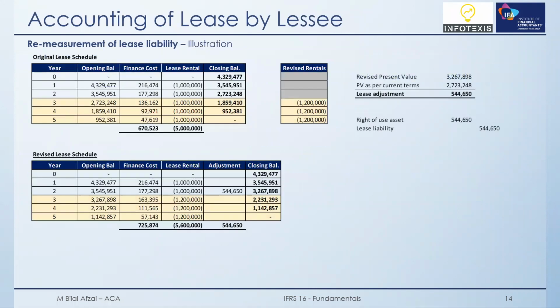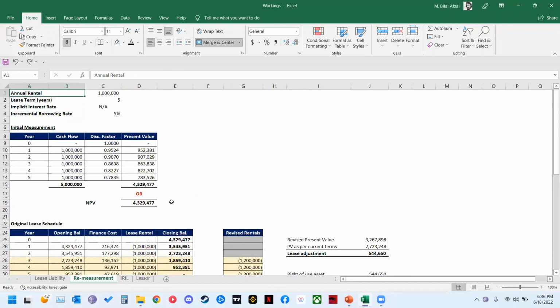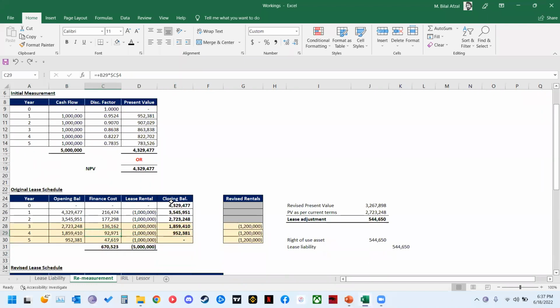Let's take a look at a very basic example for the remeasurement of lease liability. We will continue the same example. We booked the initial liability of 4.3 million, but at the end of the second year, the rental for the third, fourth, and fifth year increased from 1 million to 1.2 million. Now, this is the original amortization table which we built using the previous example. We see that at the end of 2 years, the lease liability was 2.7 million.